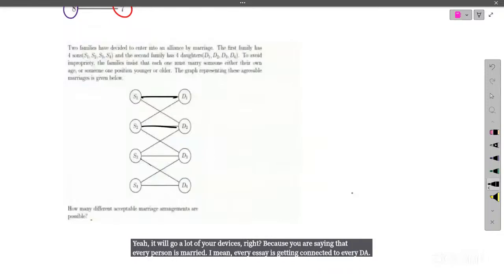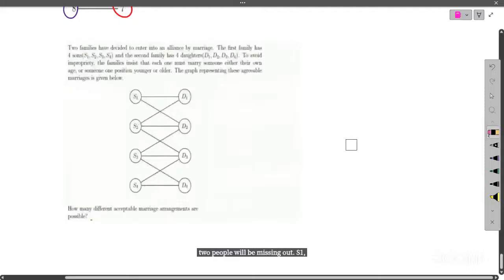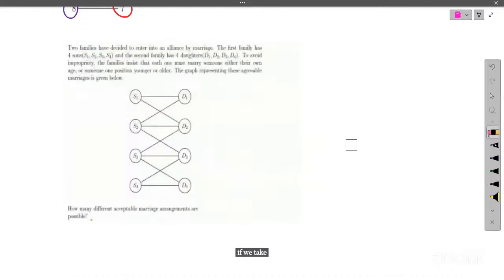So one is this. If you take diagonally, there will always be one matching. Diagonally, 2 people will be missing out. If we take diagonal, S1, D4 will miss out, or either D1 or S4 will miss out. In diagonally, you can think of S1 matches with D2 and S2 matches with D1.